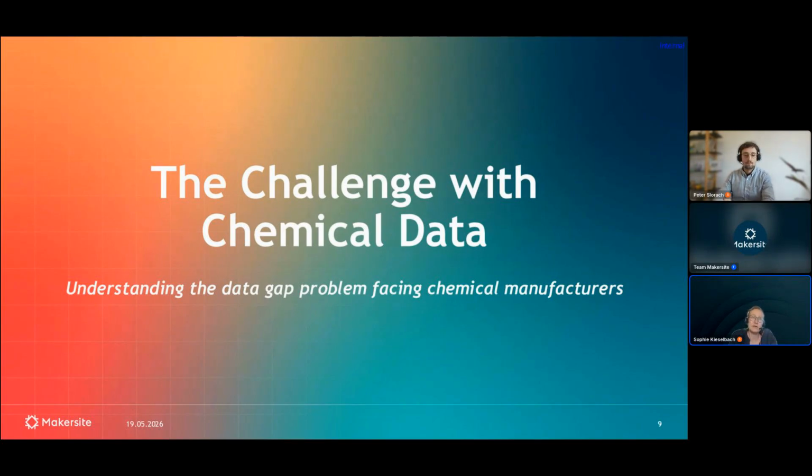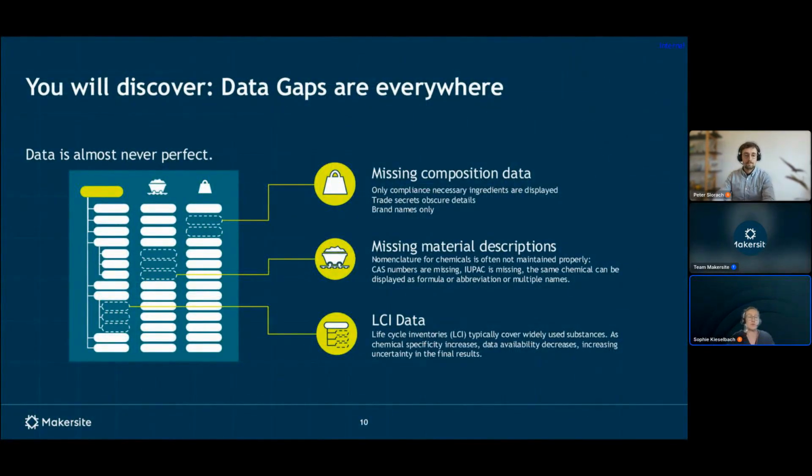And if we then look at the chemical sector, we have a few challenges that come with chemical data. We have a certain data gap problem if you're in the chemical industry. What is it? It's not just one gap, the data gaps are actually everywhere because data are never perfect. It starts with your suppliers. If you get supplier information about what you're actually buying, it might be that you are not getting the full composition data. That could be because only compliance-necessary ingredients are displayed. Maybe there are trade secrets which obscure the details. It might be that you only get a brand name, basically because so far you have been buying based on technical capabilities and not on what is in there, right?